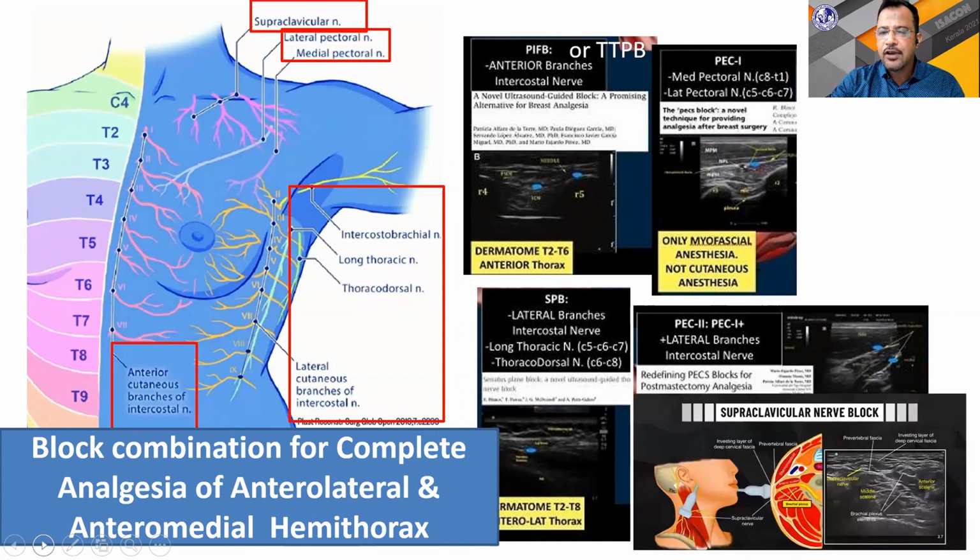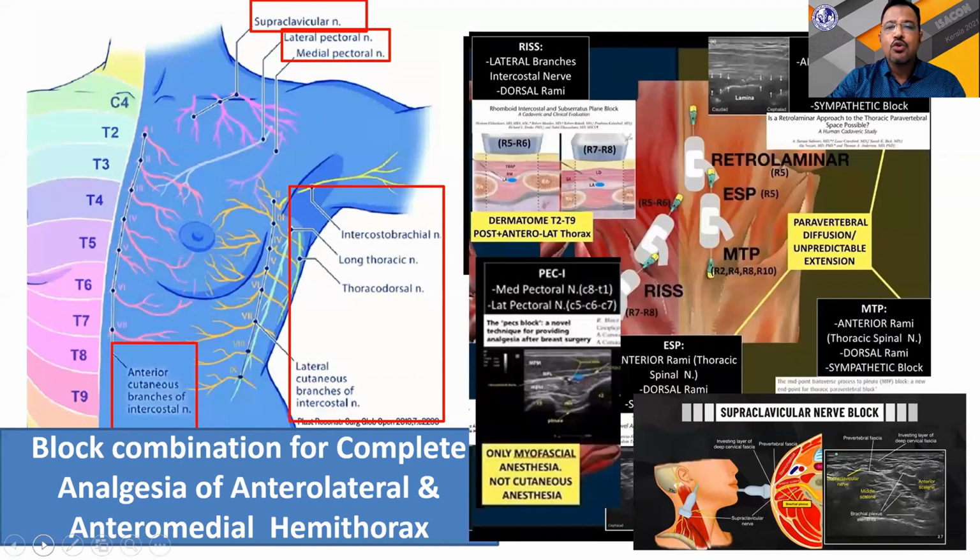And for the supraclavicular nerves, you can go for a supraclavicular nerve block. Or you can use any of the posterolateral blocks along with a PEC1 block to block the medial pectoral nerve and the lateral pectoral nerve, and the supraclavicular nerve block for the skin just below the clavicle.